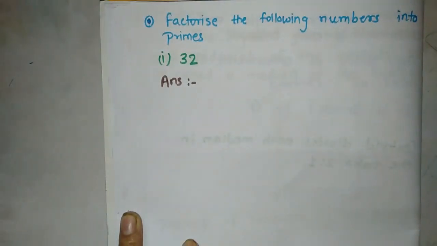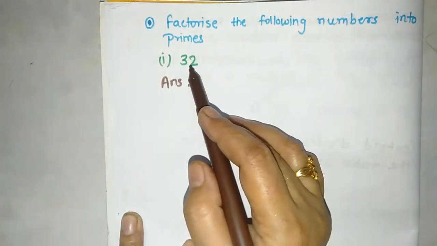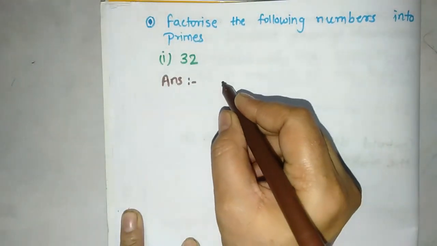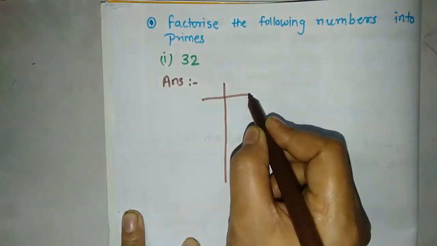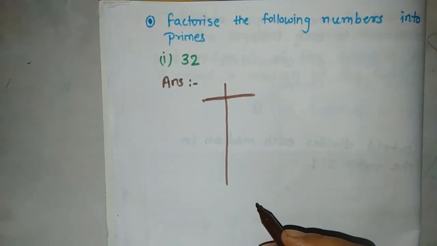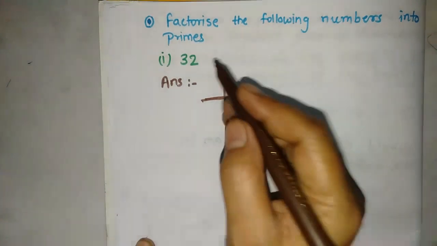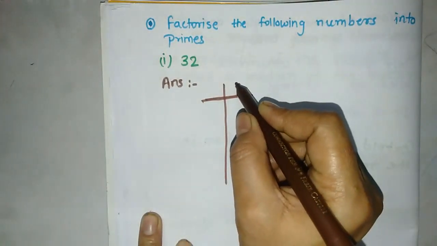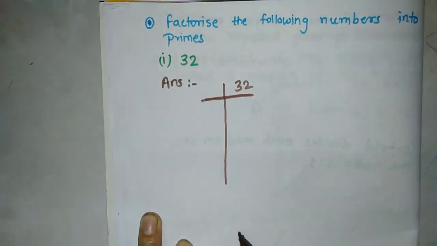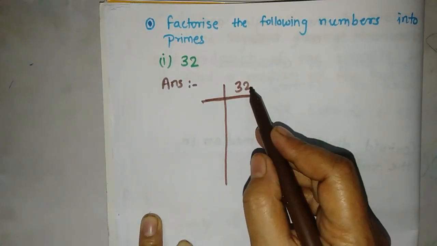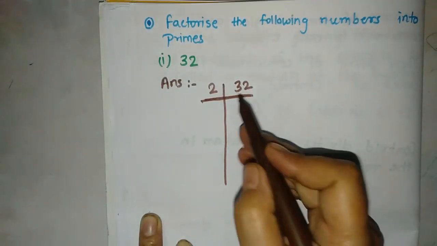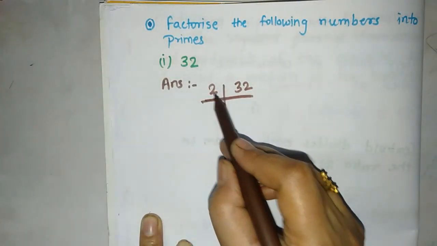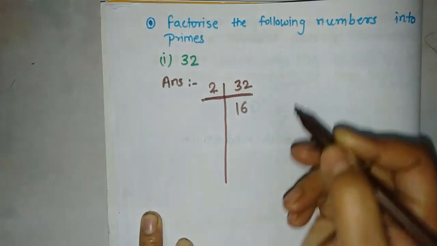Factorize the following numbers into primes. In that the first is 32. So for the vertical arrangement, draw the standing line, and after that draw the horizontal lines. So write down the number at the upper right corner, 32. 32 is an even number, so divide by 2. After dividing 32 by 2 we get 16.